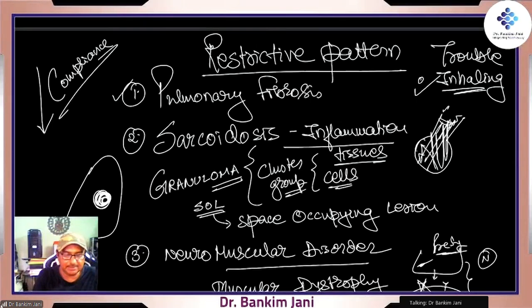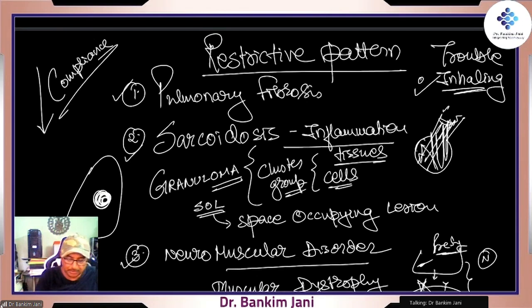Then second is sarcoidosis, in which there is inflammation and formation of granuloma. Granulomas are clusters of cells that are formed, and that is what is called an SOL, a space occupying lesion. It occupies the space and does not function, so unnecessarily it is affecting the body.